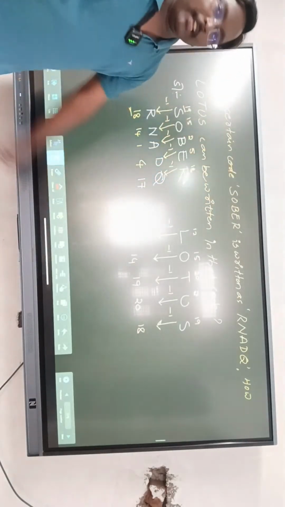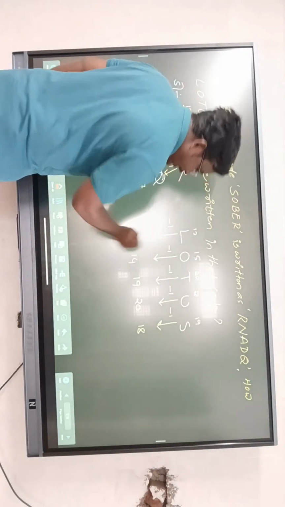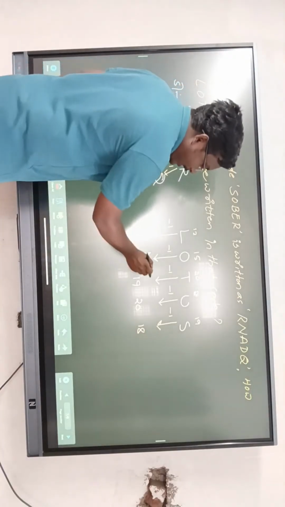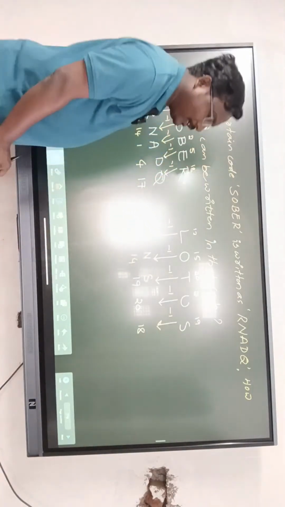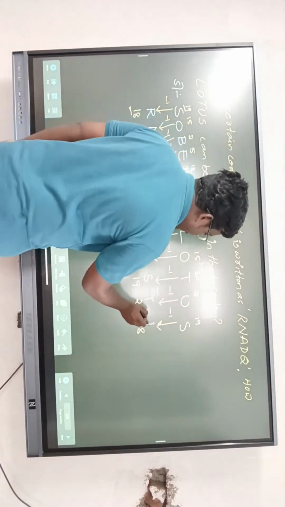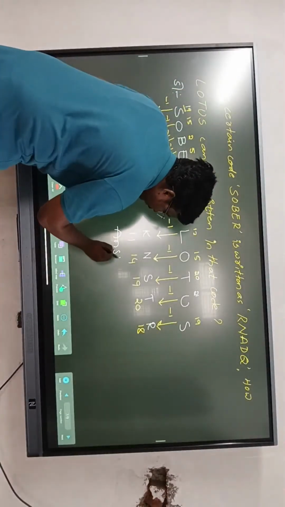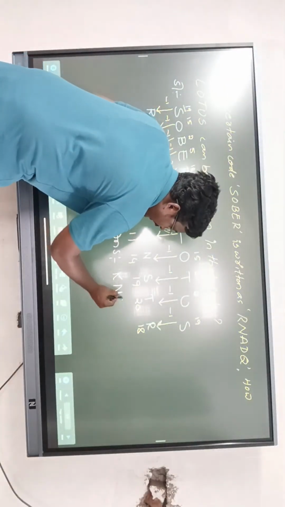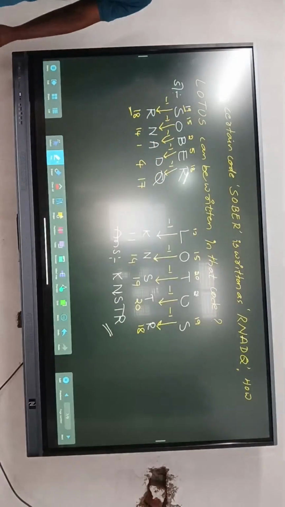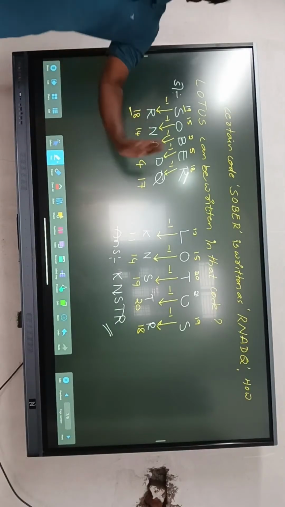What is 11? 11 is K. 14 is N. 19 is S. 20 is T. 18 is R. This is the answer. What is the answer for this? K N S T R. Alright. Any doubt for this? I think no. Very easy, clear. This is the fourth one.